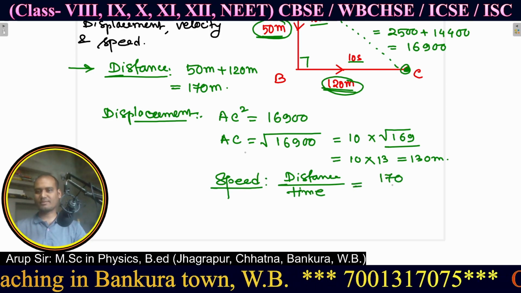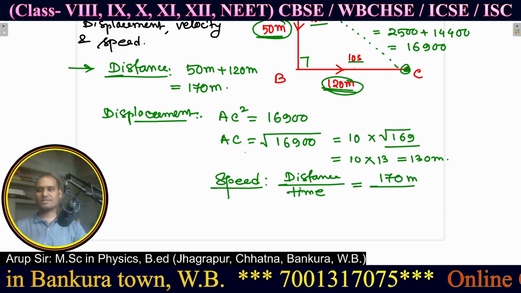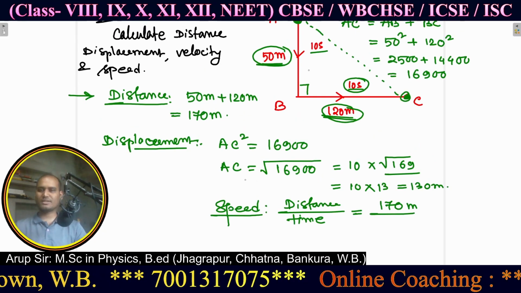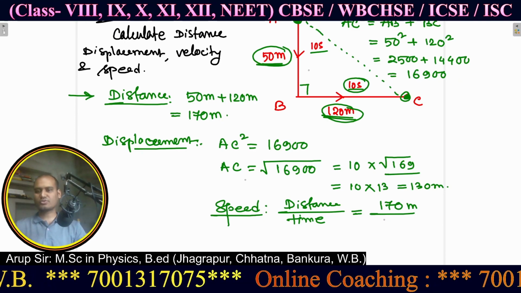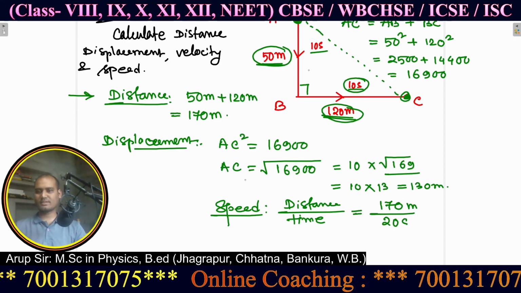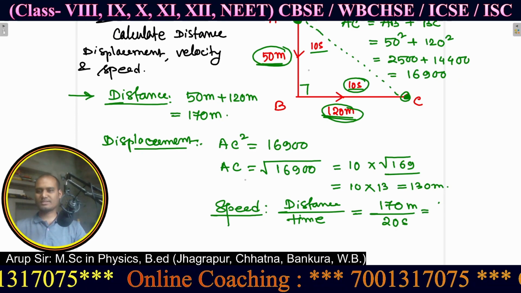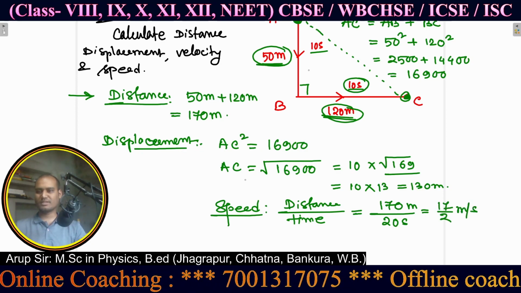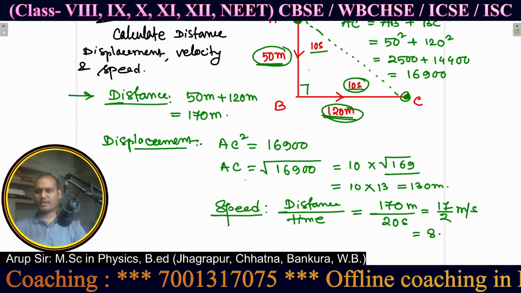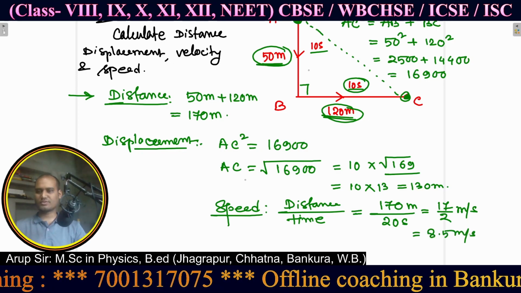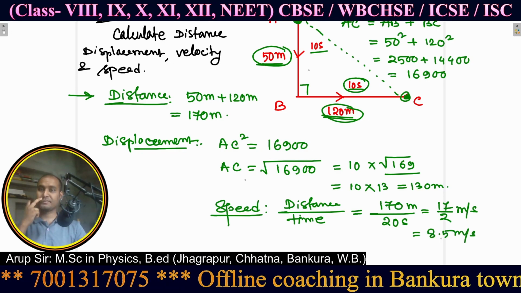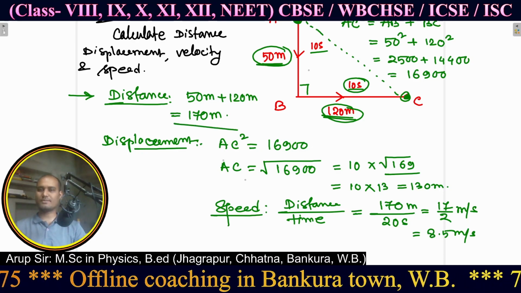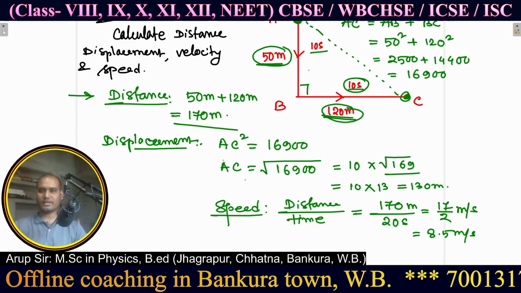Distance is 170 meter and time is how much? 10 second, and for the first 50 meter it was also 10 second. So 10 plus 10 means 20 second, right? So total is how much? 17 by 2 meter per second, which gives you 8.5 meter per second. So this is the value of speed. Speed is coming from distance by time. Distance was 170 meter, 170 by total time.